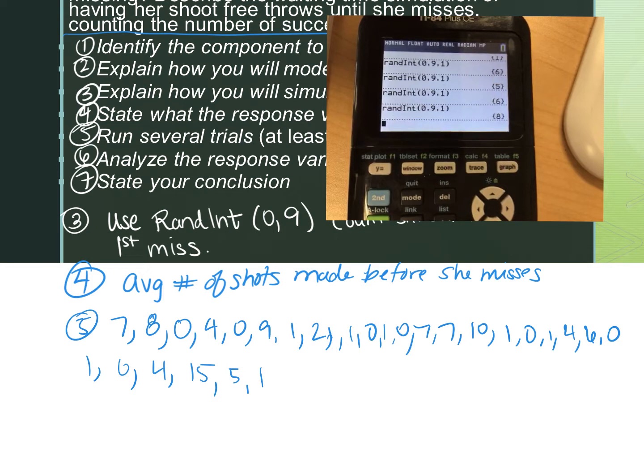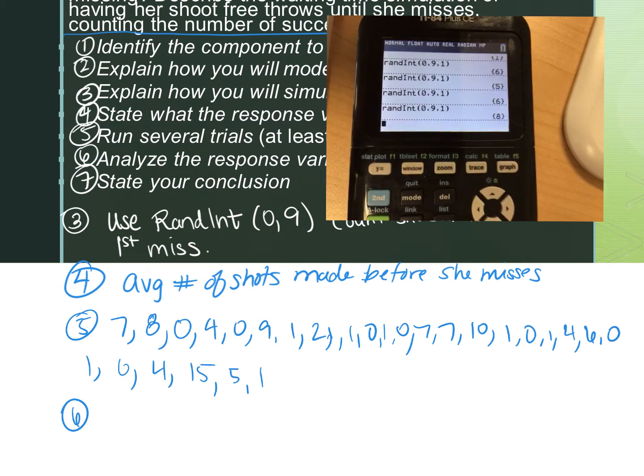We got enough, right? So number 6 is analyze your response variable. That means calculate this average. So add this all up and divide by how many there are. That's our response variable. On average, how many did she make in a row? We have to do your numbers. If you did it 10 times, you can do your numbers. That's fine.